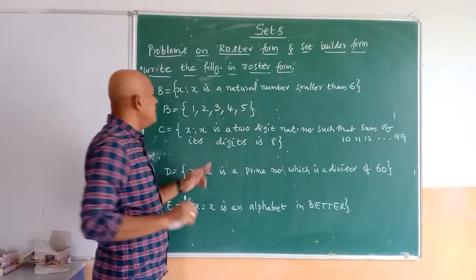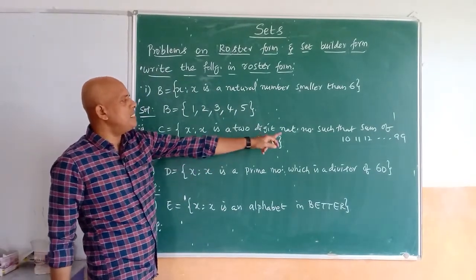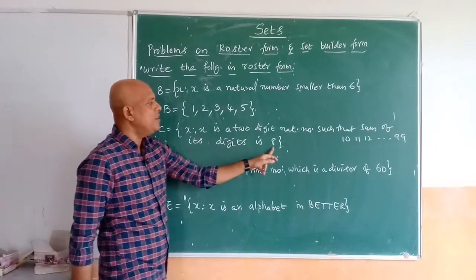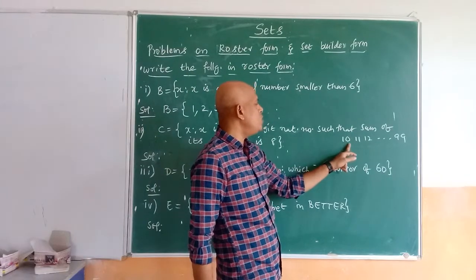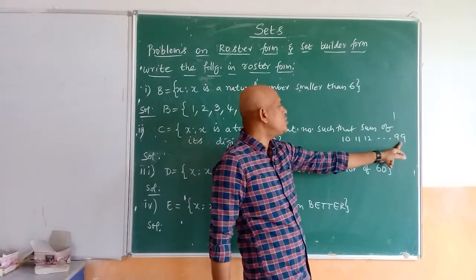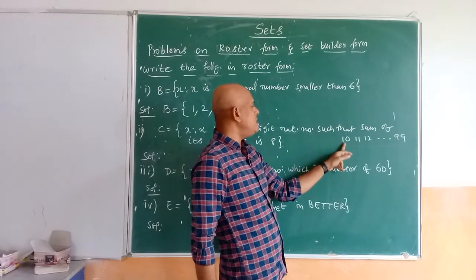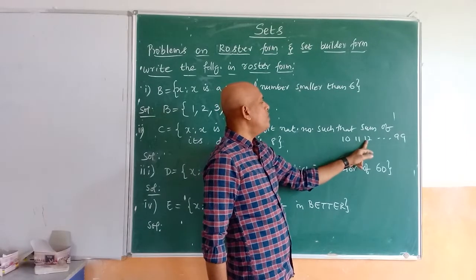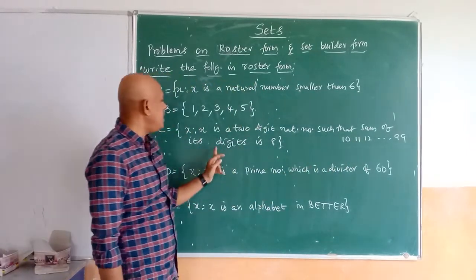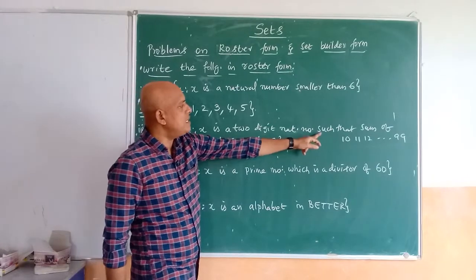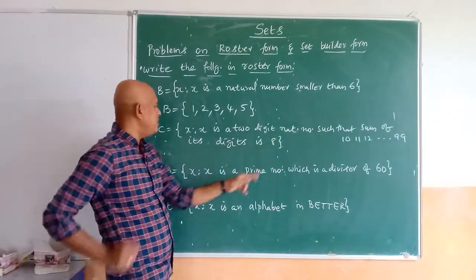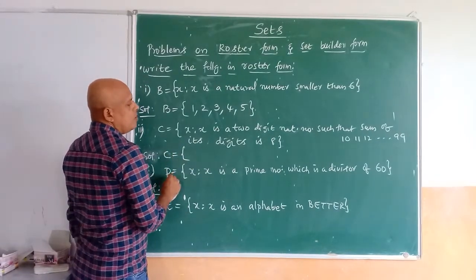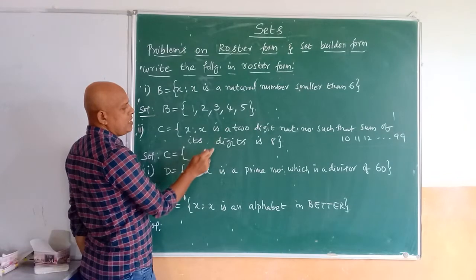But it is given that x is a 2-digit natural number such that the sum of its digits is 8. Here if you consider, 10 is the first 2-digit number and 99 is the last 2-digit number. If you add the digits of 10, 1 plus 0 is 1, 1 plus 1 is 2, 1 plus 2 is 3 and so on. But here they ask you to take the number such that the sum of its digits is 8. So we will take the same letter C for the same set. Now we are converting this set builder form into the roster form.